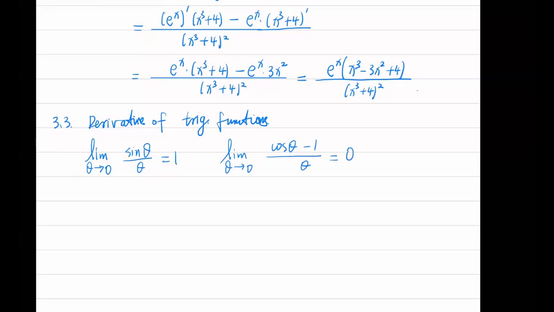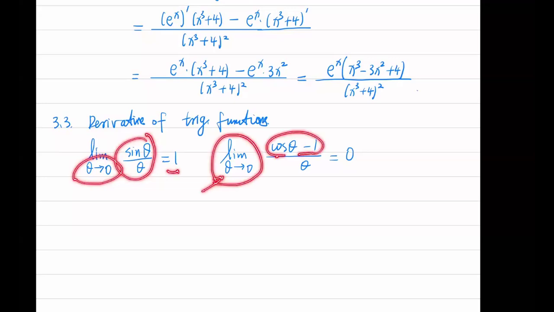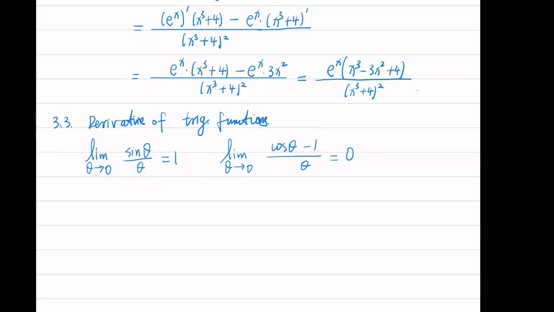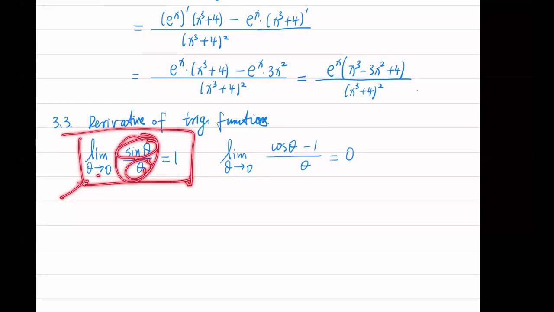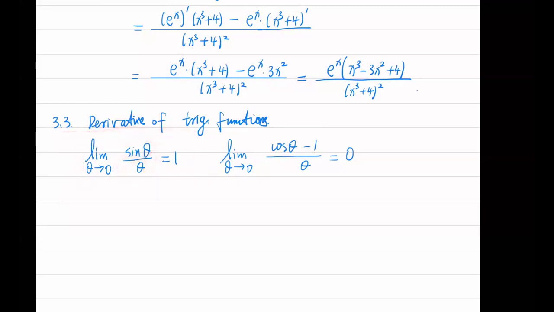For the first formula, the limit of sine theta over theta when theta goes to 0 is 1. Second formula, the limit when theta goes to 0 of cosine theta minus 1 over theta is 0. Okay, so we will prove the first one. It's a two-sided limit, but because sine is an odd function, this is also an odd function. Positive or negative, it has the same formula. So we only need to check the one-sided limit.